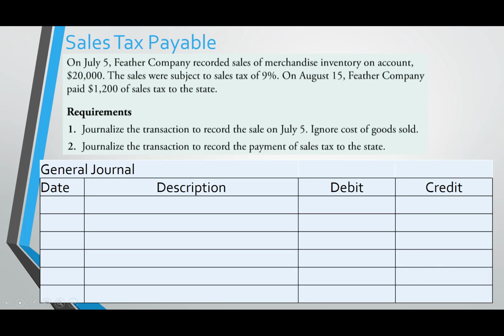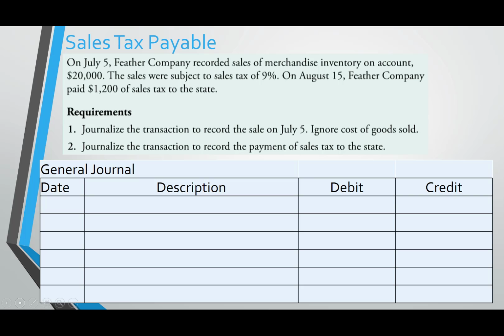Okay, let's take a look at this problem here. It says on July 5th, Feather Company recorded sales of merchandise inventory on account, $20,000. The sales were subject to sales tax of 9%. On August 15th, Feather Company paid $1,200 of sales tax to the state. And we have to do 2 journal entries.